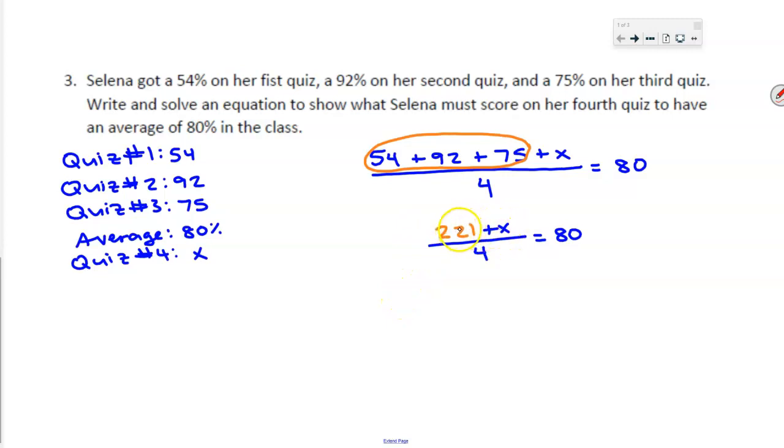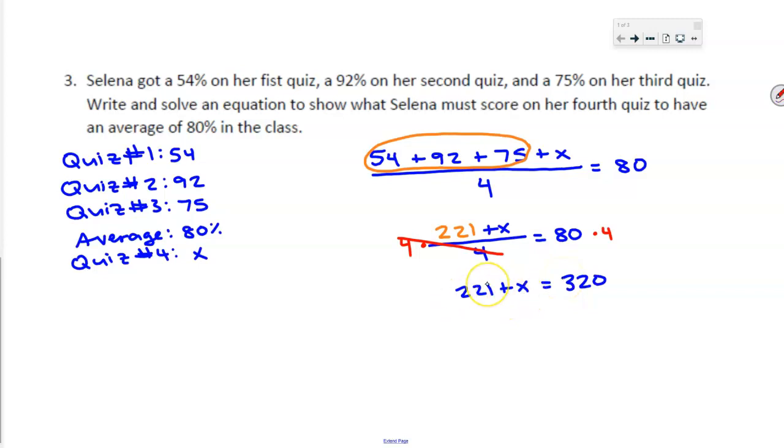X plus 221 was then divided by 4. I undo dividing by 4 by multiplying by 4 and do the same thing to the other side. This now leaves me with 221 plus X, which is equal to 80 times 4, which simplifies to 320.